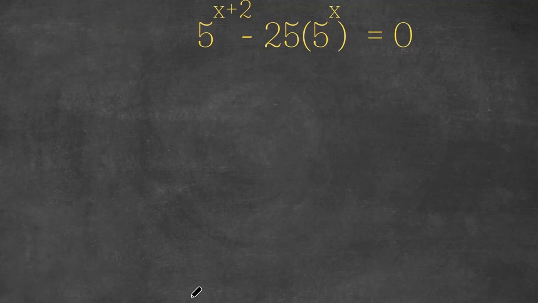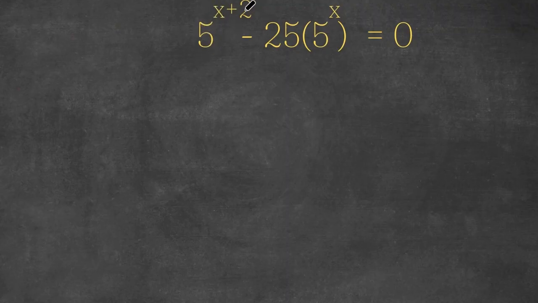In today's video, I'm going to be teaching you guys how to solve a challenging exponential problem. So right here, we have the problem 5 to the power of x plus 2 minus 25 times 5 to the power of x equals 0. And our first step is to shorten this equation down a bit. As you can see, we have 5 to the power of x's here.